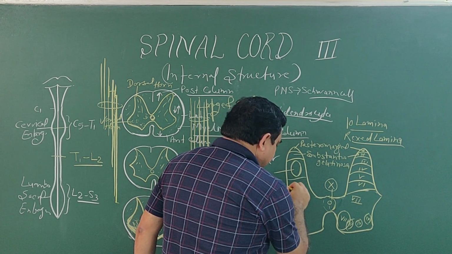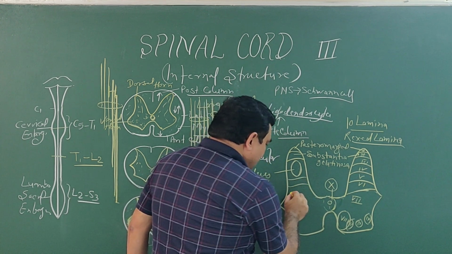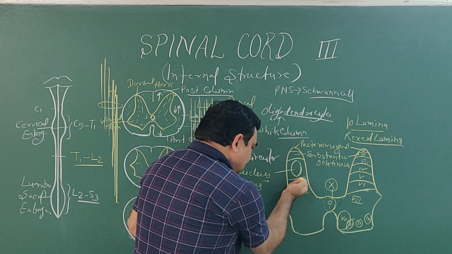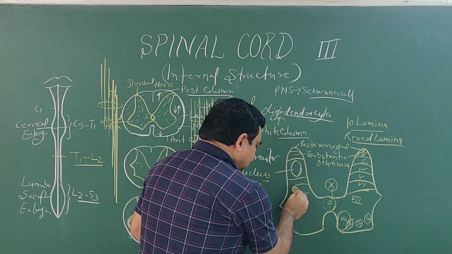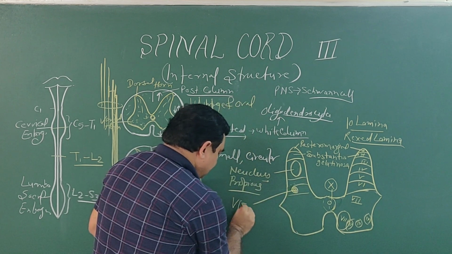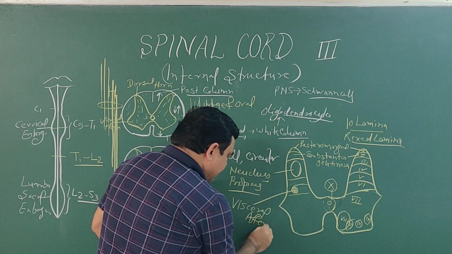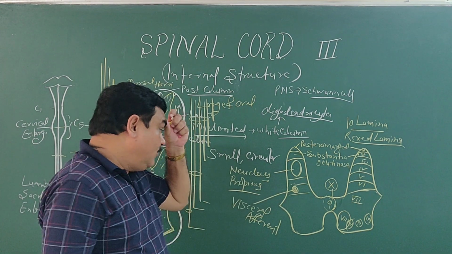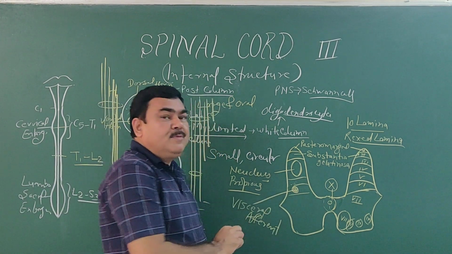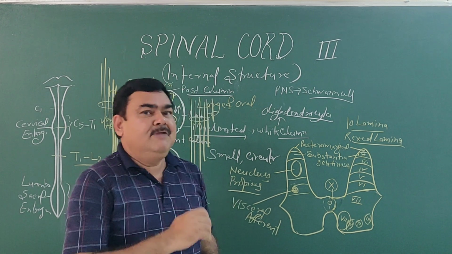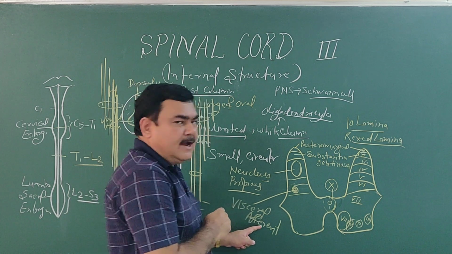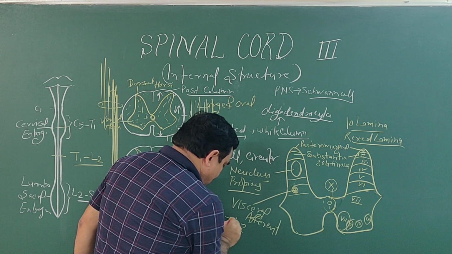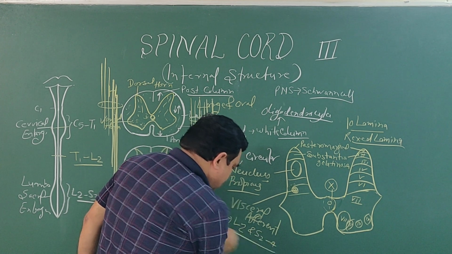This is the base of the posterior column. This base of the posterior column has the visceral afferent nuclei, which is responsible for receiving afferent sensory information from the viscera, and it lies from T1 to L2 and S2 to S4 segments.